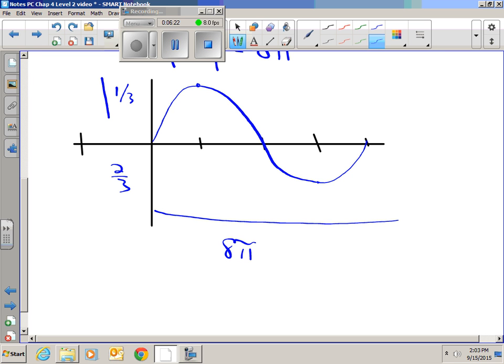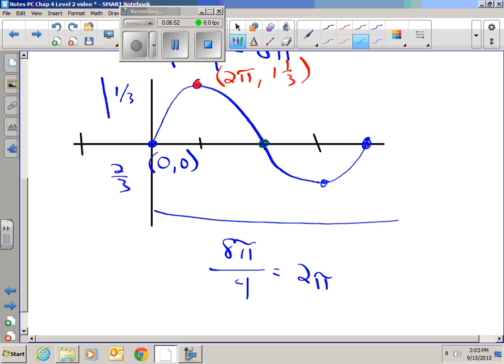So, I'm going to chop up my period into 4 equal pieces. 8 pi divided by 4 is equal to 2 pi. So each of these pieces are 2 pi long. I can label my points. This is going to be 0, 0 right here. In red, this point here is going to be 2 pi, 1 and 1/3.